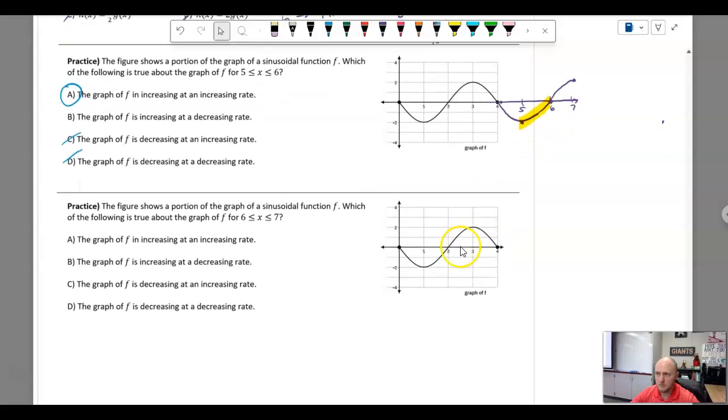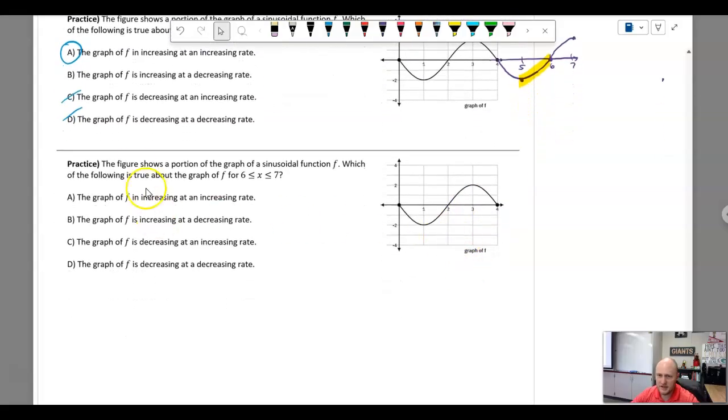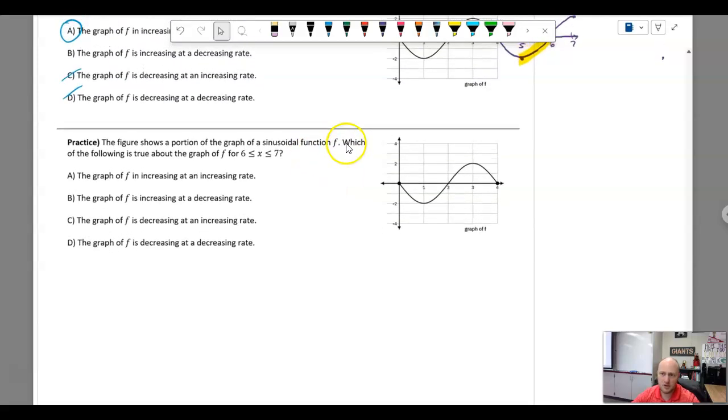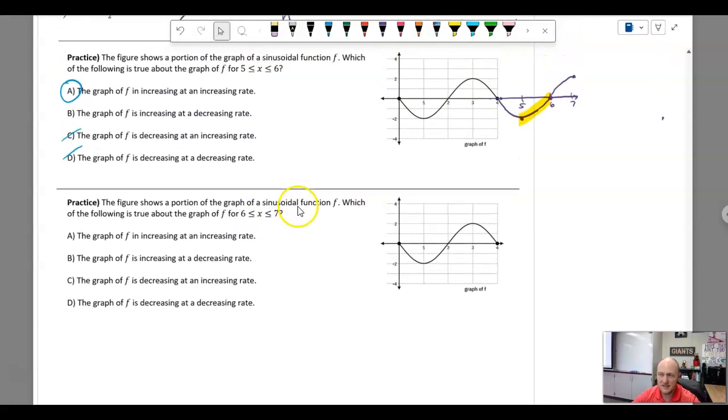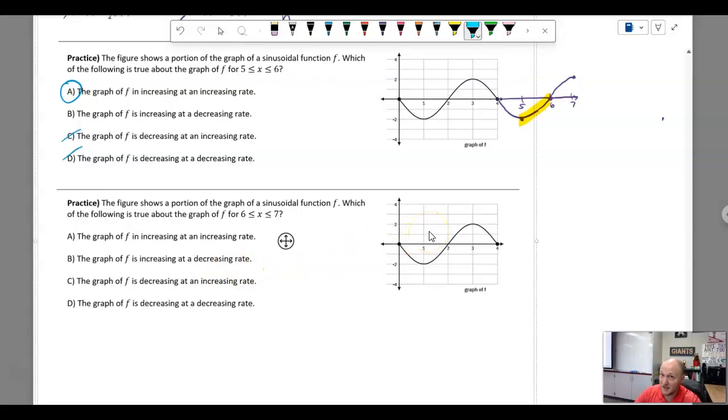Go ahead, pause me. Here is the last practice one, and they ask the same type of question, but for the interval 6 to 7. Go ahead and answer that. All right, 6 to 7. Hopefully you went ahead and selected this interval right here, and this is increasing, but it's concave down, so that means it's increasing at a decreasing rate. Increasing at a decreasing rate, B.